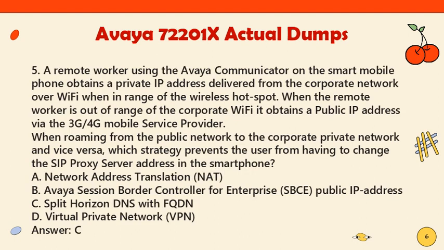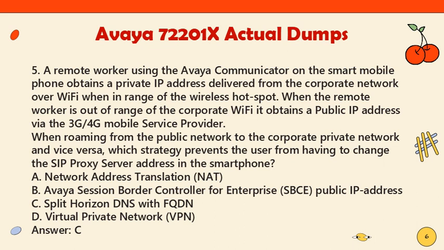5. A remote worker using the Avaya Communicator on the smart mobile phone obtains a private IP address delivered from the corporate network over Wi-Fi when in range of the wireless hotspot. When the remote worker is out of range of the corporate Wi-Fi, it obtains a public IP address via the 3G, 4G mobile service provider. When roaming from the public network to the corporate private network and vice versa, which strategy prevents the user from having to change the SIP proxy server address in the smartphone?